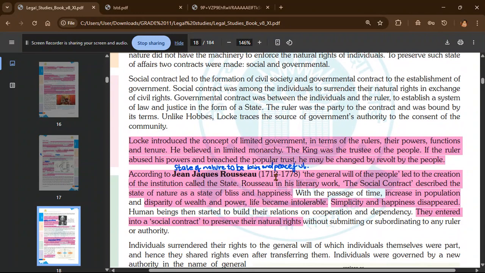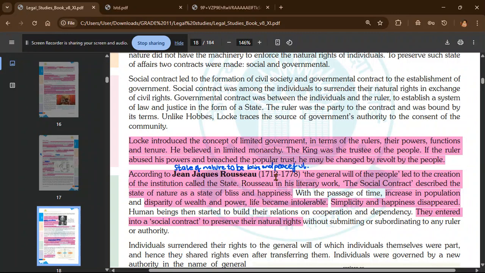So in terms of rulers, their power and their functions and tenure. John Locke was a huge believer of something called limited monarchy. Monarchy is when the power is in the hand of the crown. Crown means in the hand of the ruler. Monarchy was one of the oldest forms of government, as we know. So he believed in limited monarchy.